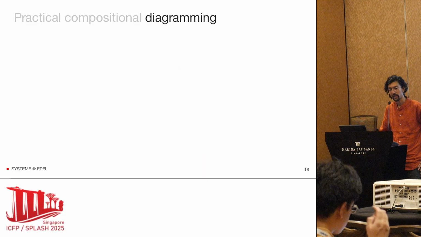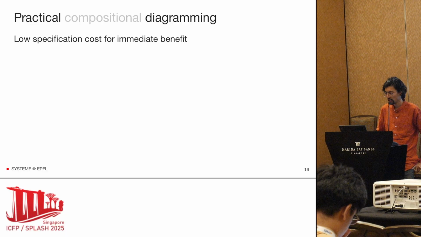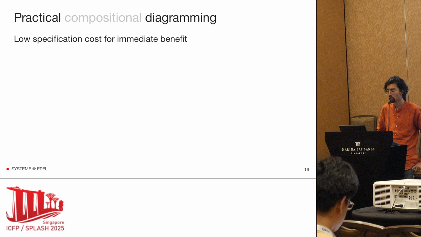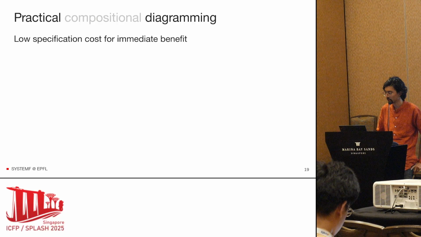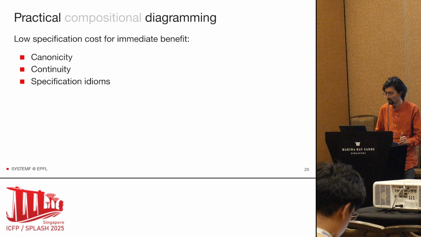So I talked about diagramming. What is this practical part? What makes a diagramming system practical? Broadly, we claim that an ideal system would make it low cost to specify a diagrammatic representation that the user can immediately start using. And specifically, there are three main features that enable that: canonicity, continuity, and specification idioms.